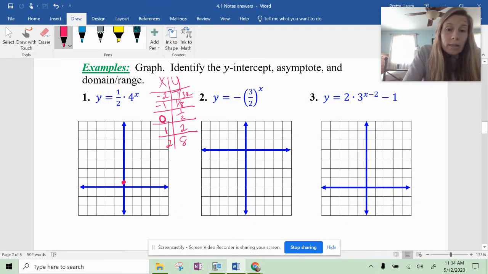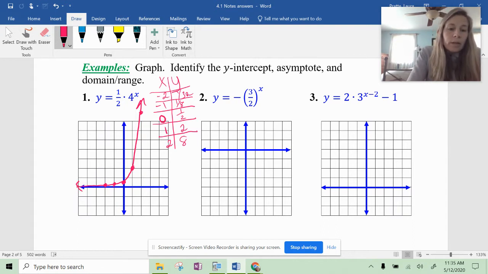So if I'm plotting this, my -2 and 1/32, or the decimal approximation, would be something very close to my x-axis. Then -1 and 1/8 would be just like a smidge higher. Then we have 0, 1/2, 1, 2, and then 2, 8 will be just off the graph right there. So this is what our exponential growth curve would look like.